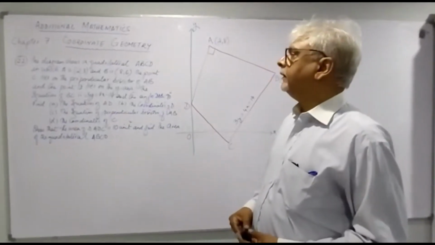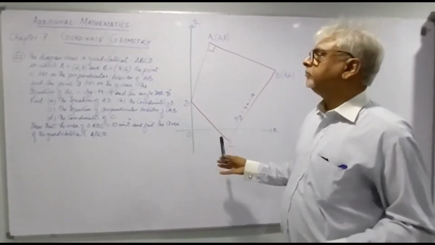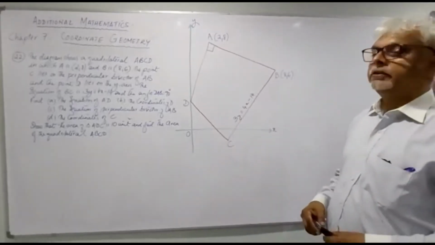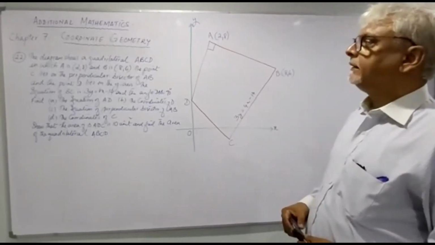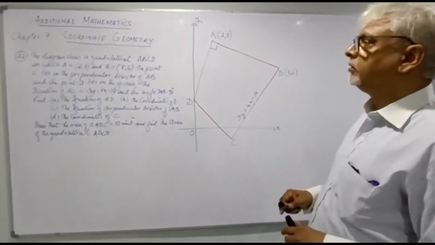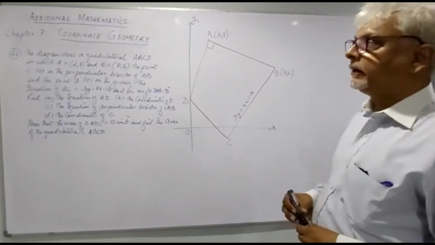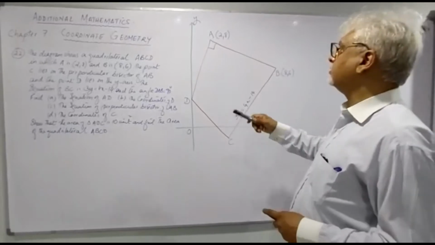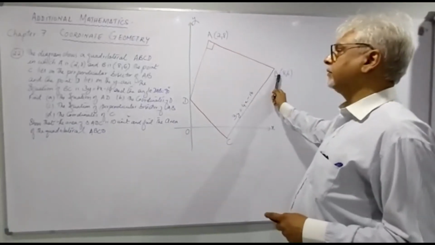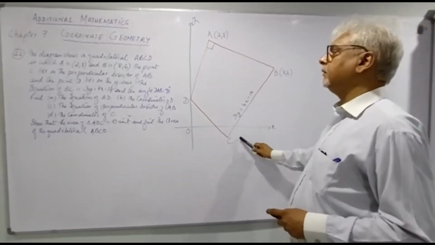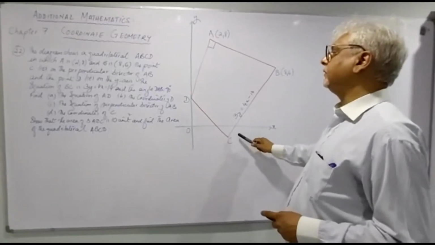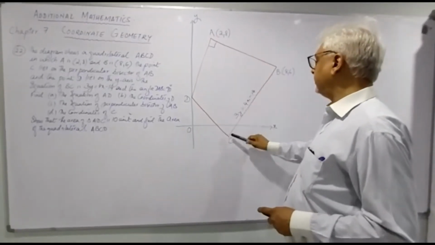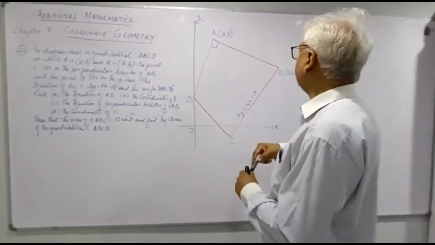Okay. I'll be solving this question during this lesson and we'll see how this question can be solved. It says here that the diagram shows a quadrilateral ABCD in which A is (2, 8), B is (8, 6). The point C lies on the perpendicular bisector of AB.